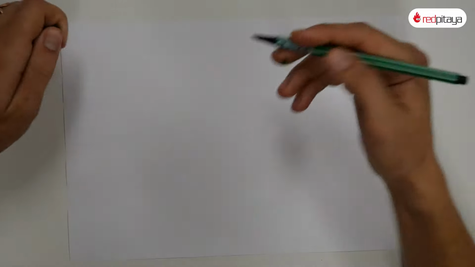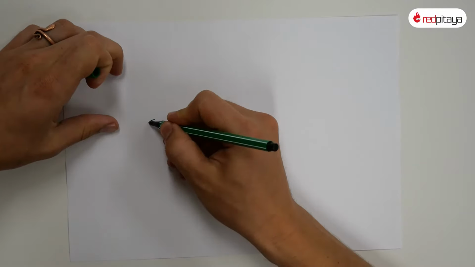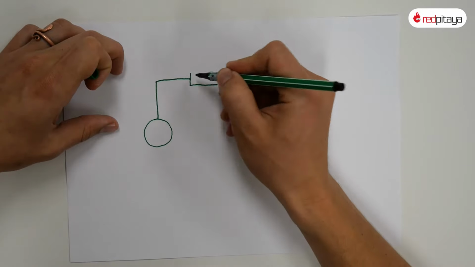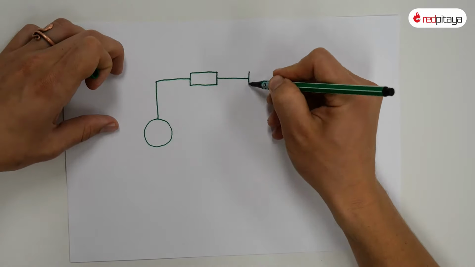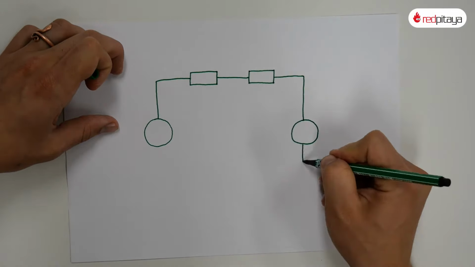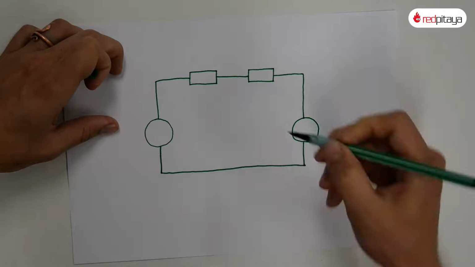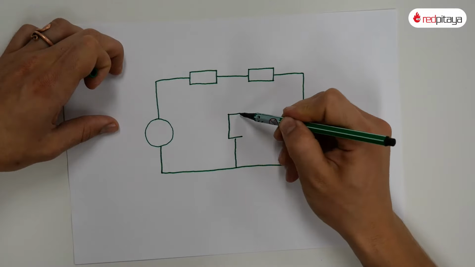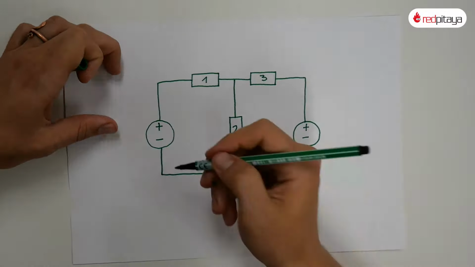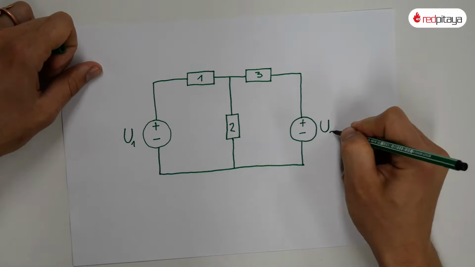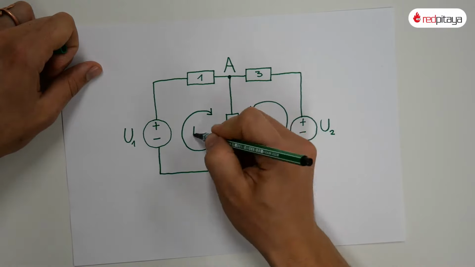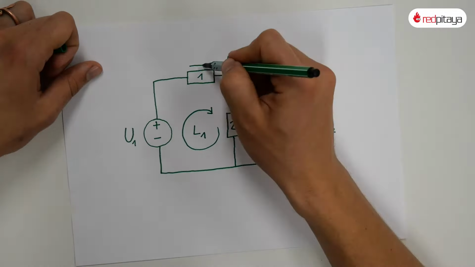Let's assume we have a simple circuit like this. 3 resistors and 2 voltage sources. You could tackle this problem just like we did in the first video. Write down a set of equations and solve them. Let's try.